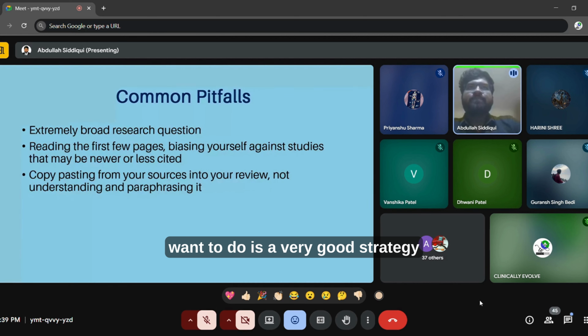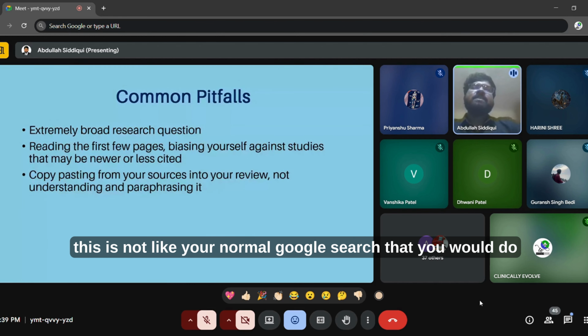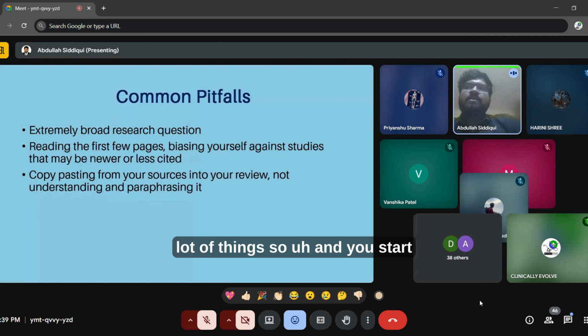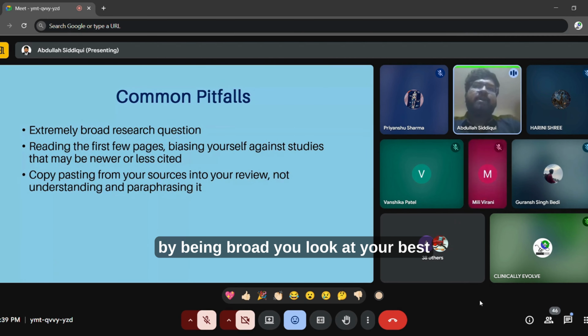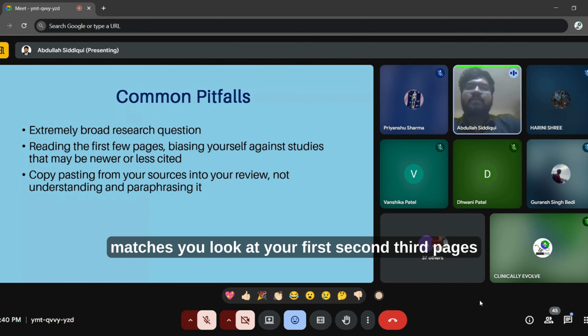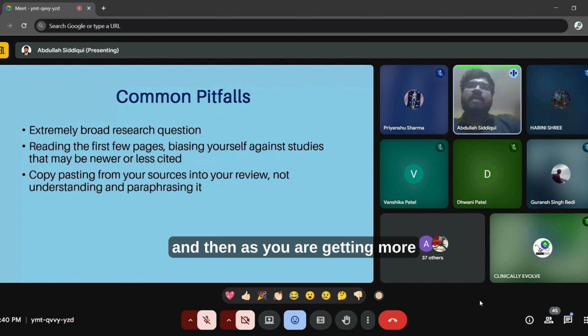The second, as I mentioned before, is that this is not like your normal Google search. You can't just be limited to your first page. You'll miss a lot of things. So you start by being broad. You look at your best matches. You look at your first, second, third pages, and then as you are getting more involved, you start restricting.